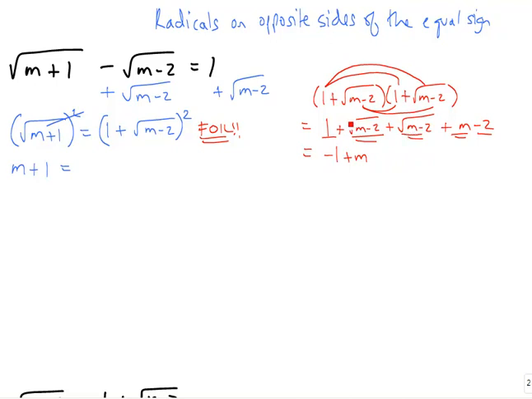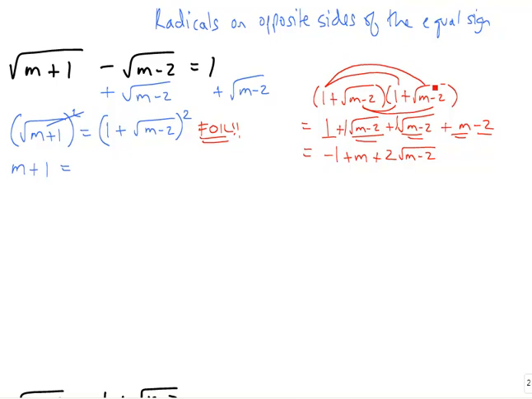So to add them, you add the coefficients. And this is like a 1 square root of m minus 2 plus another 1 square root of m minus 2. So it's like 1 apple plus 1 apple should give us 2 apples. So we're going to get 2 square root of m minus 2.